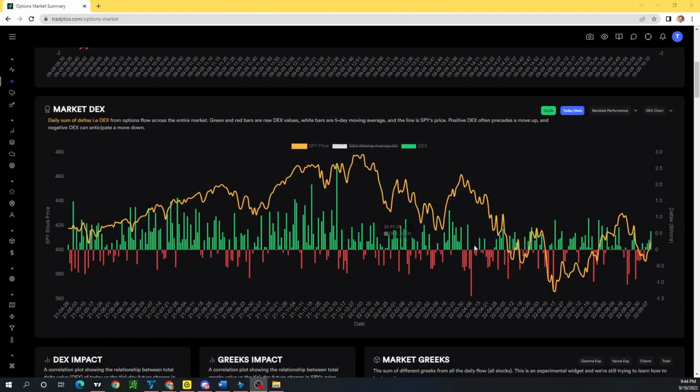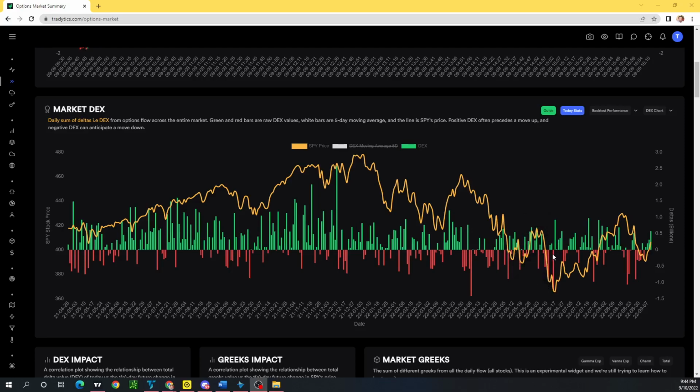And this tool, basically, in a nutshell, measures the cumulative delta for the entire market for the entire day. It will give you a green bar when the sum of the cumulative delta is positive for the entire day, and a red bar when the sum is negative for the entire day. As you can see in the tool, you also have this yellow line, which is the price of SPY, and each one of these bars represents one day.